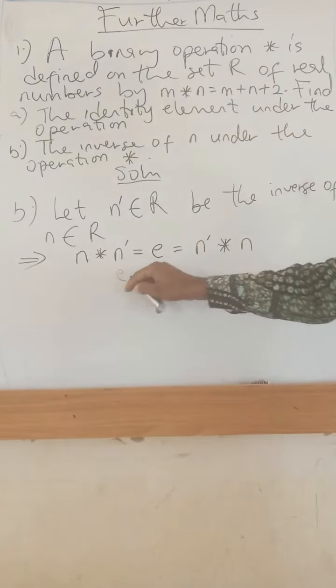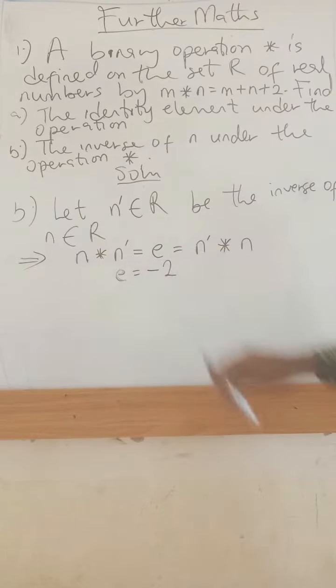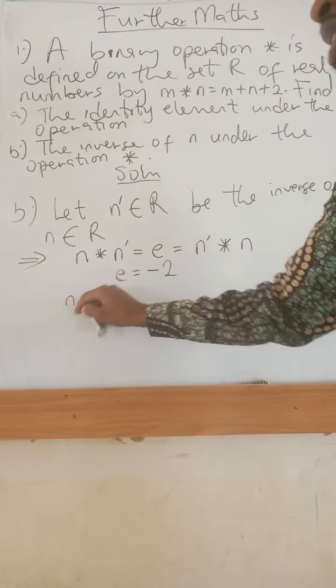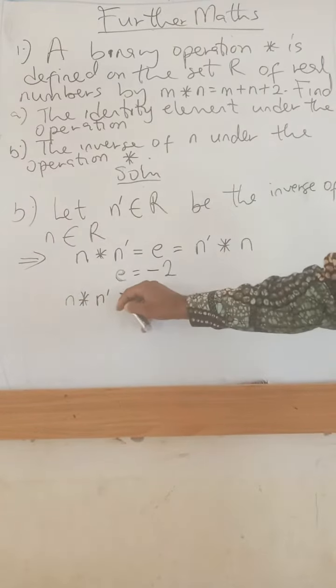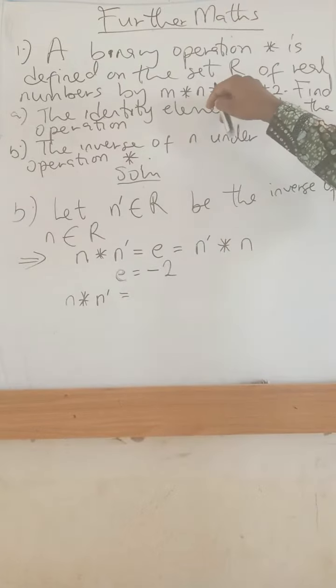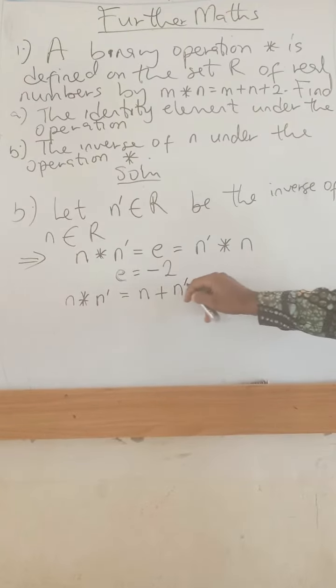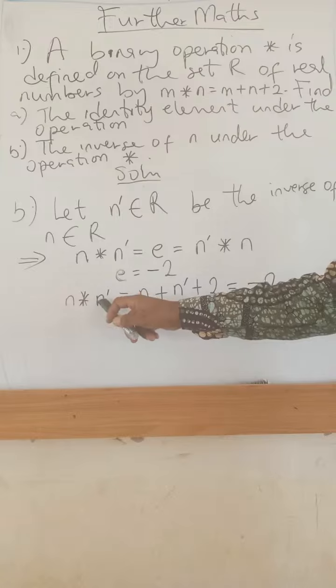Now remember, the identity element was found out to be what? -2, right? Good. And so if that's the case, then let's go back to the operation. N star n prime is equal to, with the operation, n takes the first part, so you have n plus n prime plus 2 should be equal to -2. So I simply replaced m with n, and I replaced n with n prime.